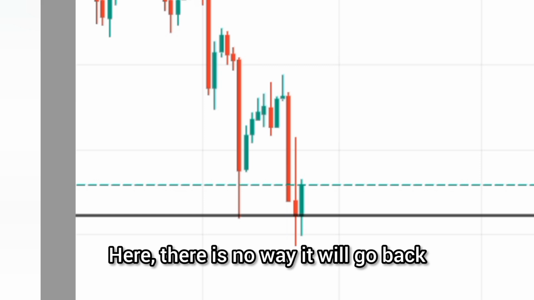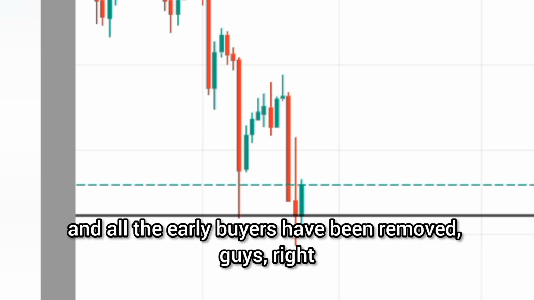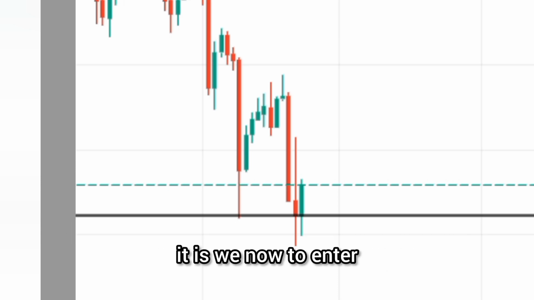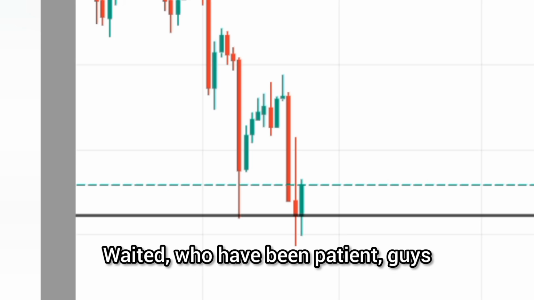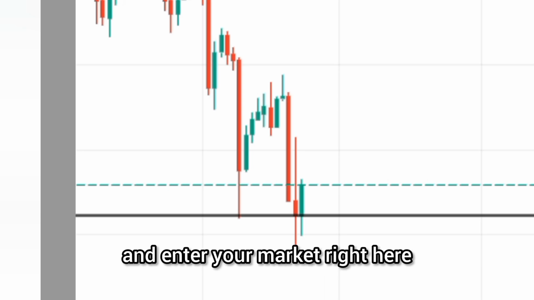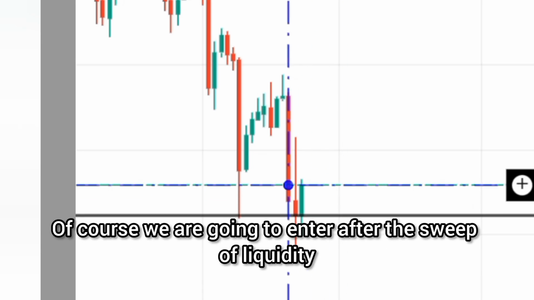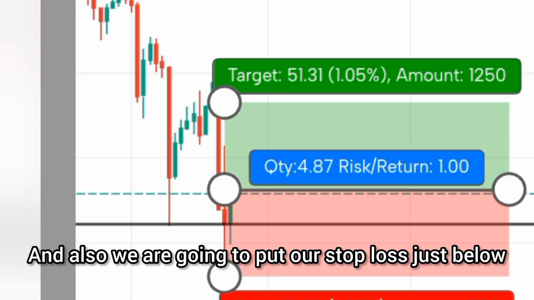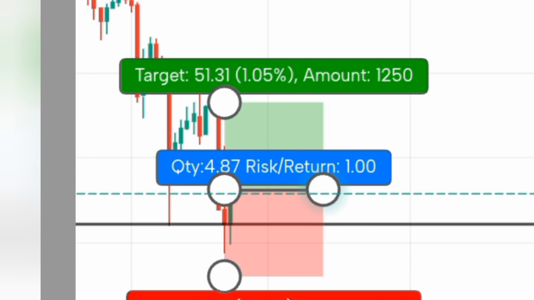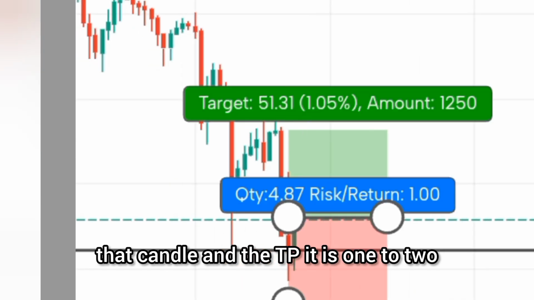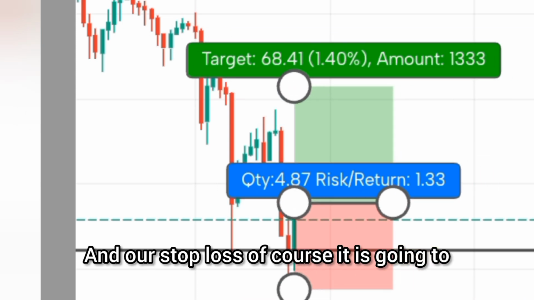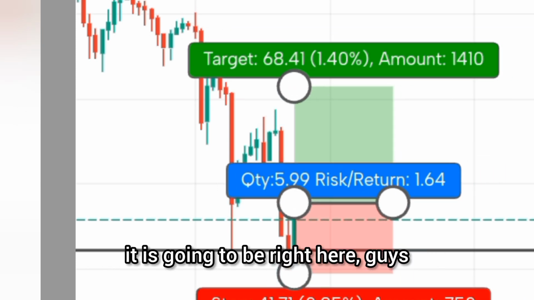Here there is no way it will go back because we are in a bullish trend and all the early buyers have been removed, guys, right? After removing all the early buyers, it is now time to enter for those people who have waited, who have been patient. So now you come and enter your market right here. Of course, we enter after the sweep of liquidity and the bullish sign here, and we put our stop loss just below that candle, and the TP is a 1 to 2 or a 1 to 3 trade, guys. We put it right here, and our stop loss, of course, is going to be right here.